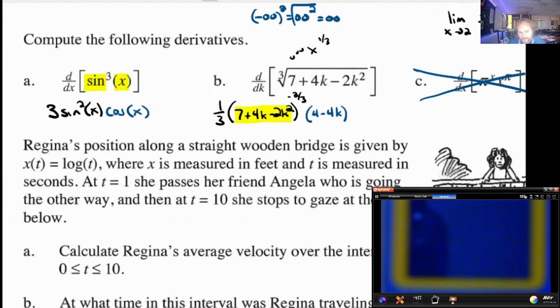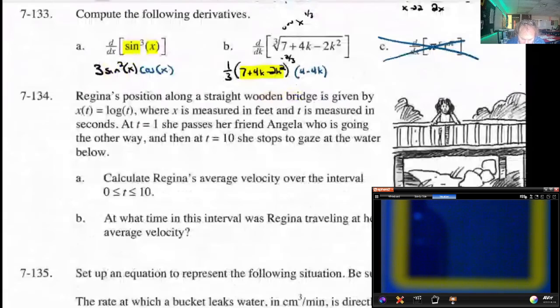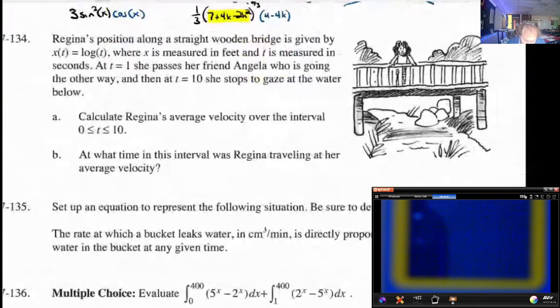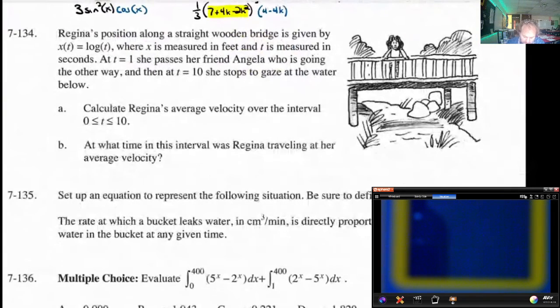That's it. Let's look at this one. Regina's position along a straight wooden bridge is given by x of t equals log of t, where x is measured in feet and t is measured in seconds. At t equals 1, she passes her friend Angela, who is going the other way, and then at t equals 10, she stops to gaze at the water below. Let's talk about her average velocity over the interval from 0 to 10.